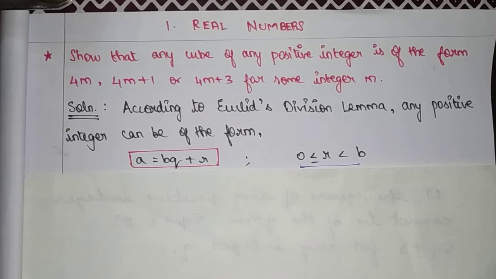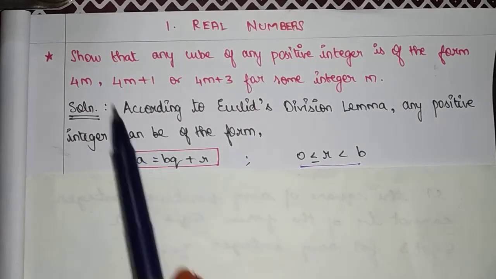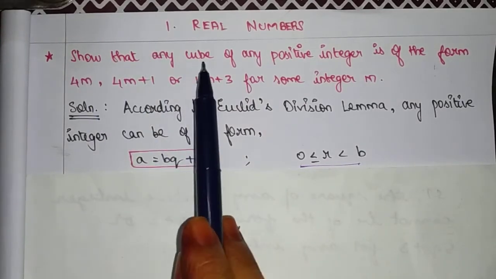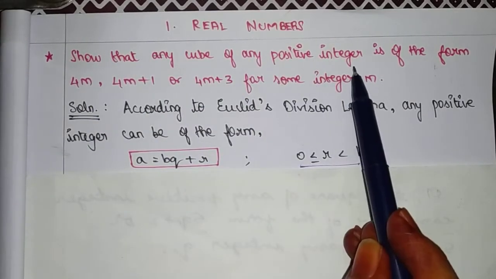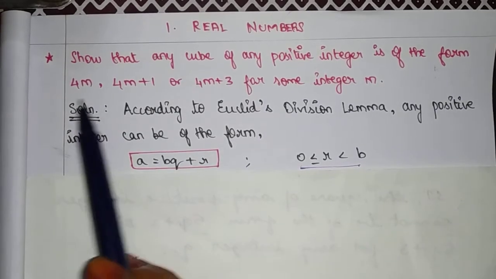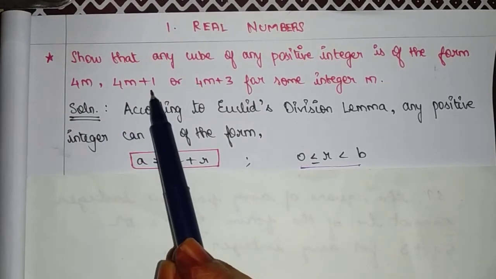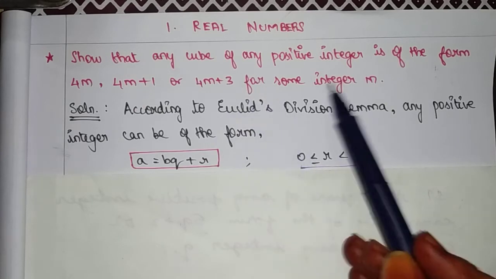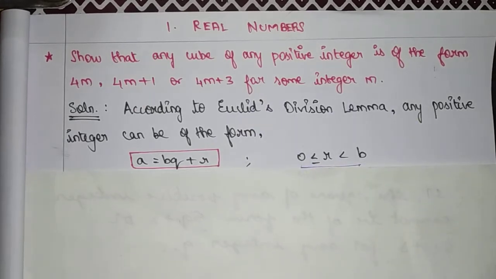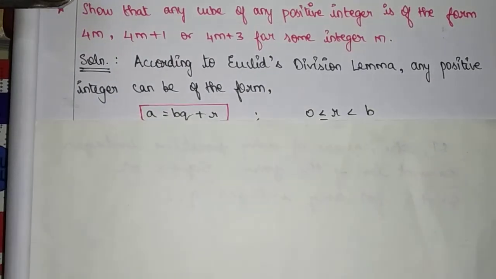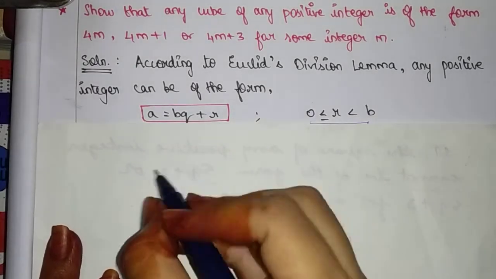Friends, today let's see an important question in chapter 1, Real Numbers. The question is: show that the cube of any positive integer is of the form 4m, 4m plus 1 or 4m plus 3 for some integer m. For this type of question, I'll give you some steps to solve it.